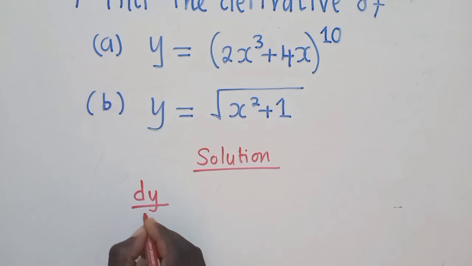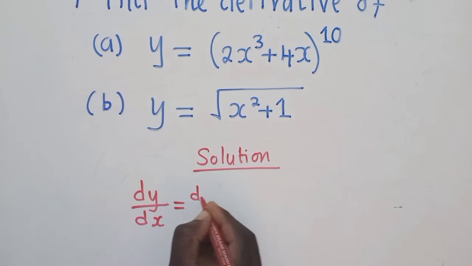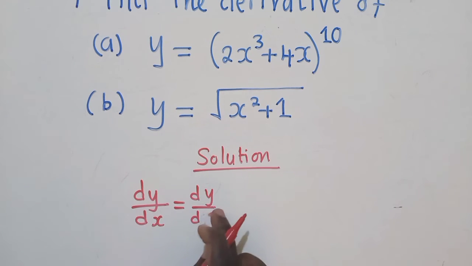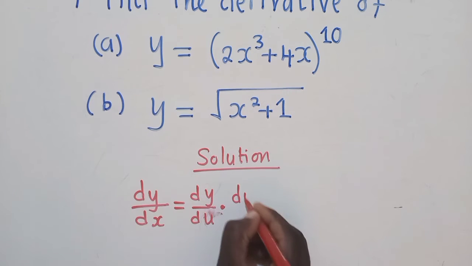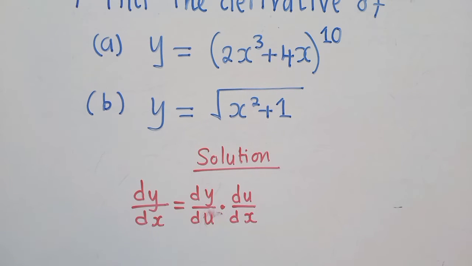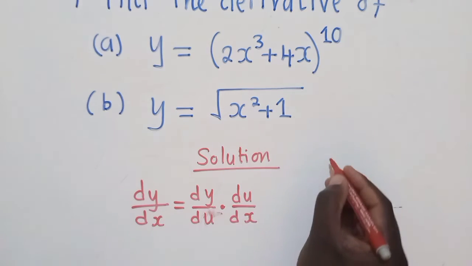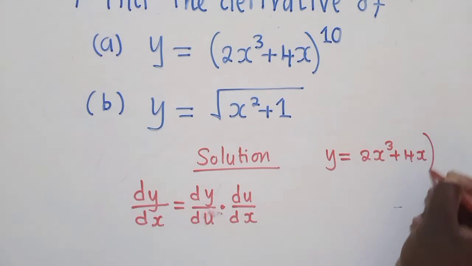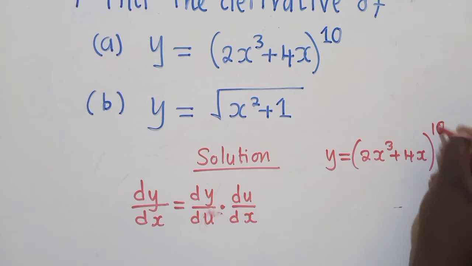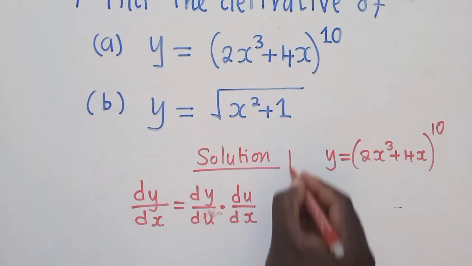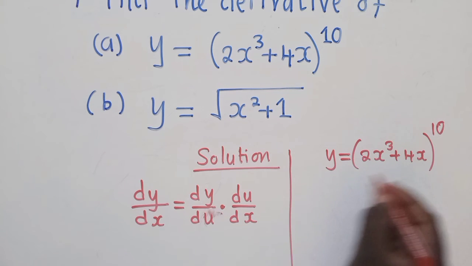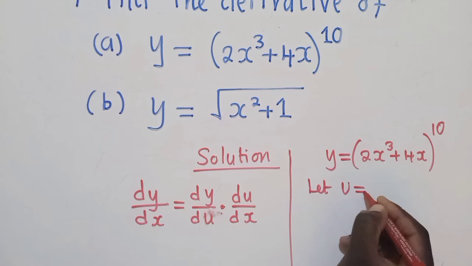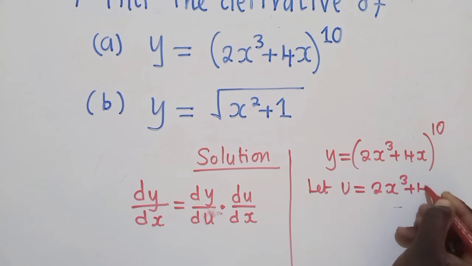dy/dx is equal to dy over du, this is u actually, multiplied by du/dx. This is the formula. Once you get to know this formula, you are good to go. So now let's do this. We have been given y is equal to 2x power 3 plus 4x, all to the power 10. You first need to let whatever is inside here be equal to u. So let u be equal to 2x power 3 plus 4x.